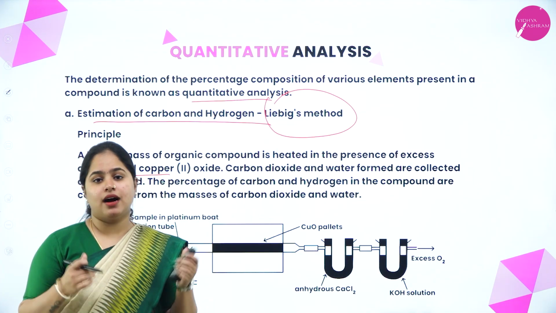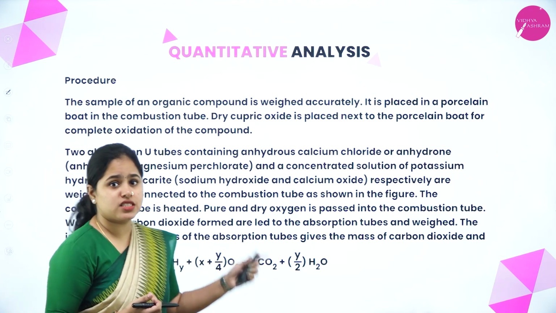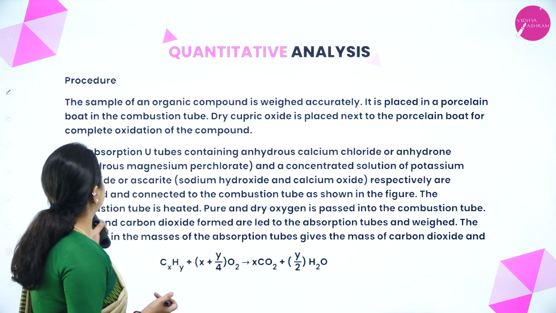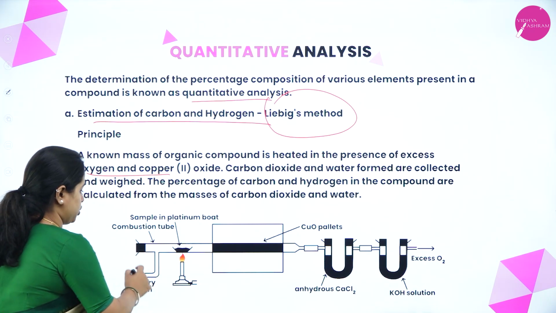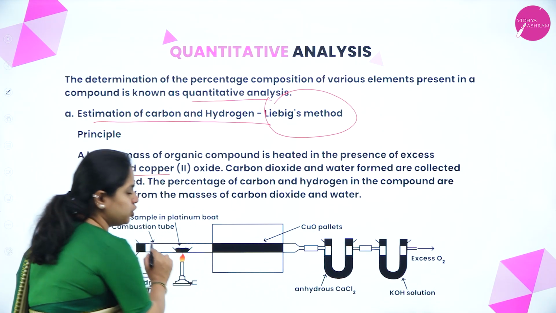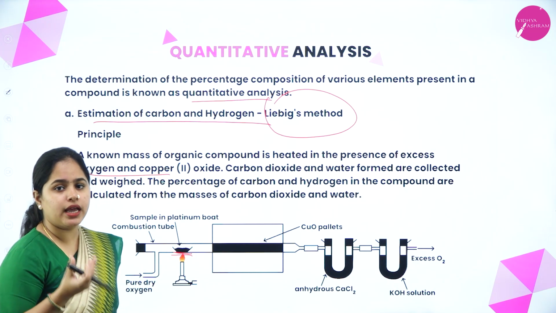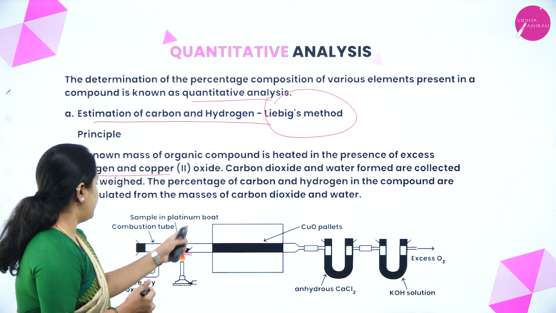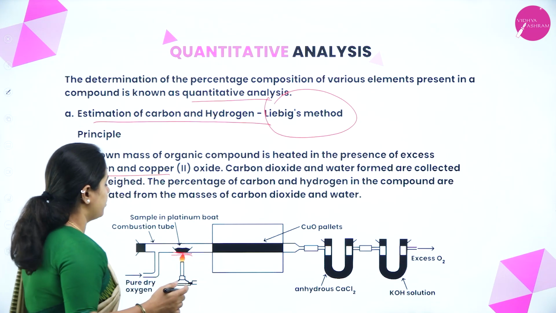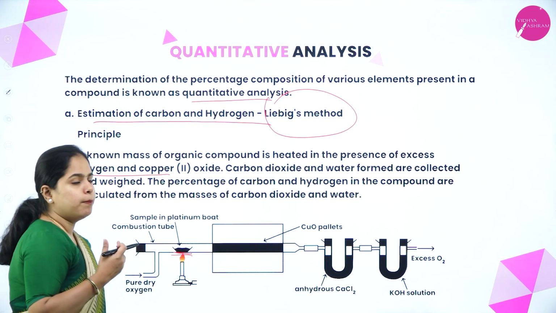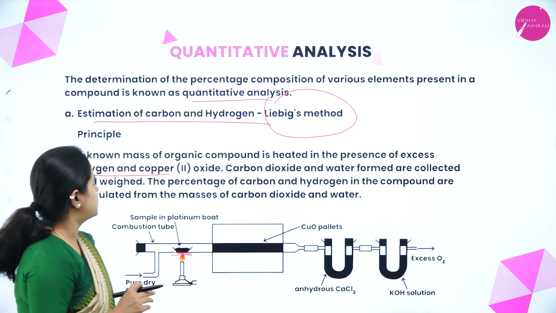Right. So, now let's understand the procedure in detail. The sample of an organic compound is weighed accurately and it is placed in a porcelain boat in the combustion tube. So, as you can see in the apparatus which is shown here, there is a combustion tube, right? And in this position, the organic compound is kept in a platinum boat. Why is platinum used? Because it doesn't react with oxygen, right? Okay. So, in a small platinum boat, we keep the organic compound inside the combustion tube. This is the first step, right?